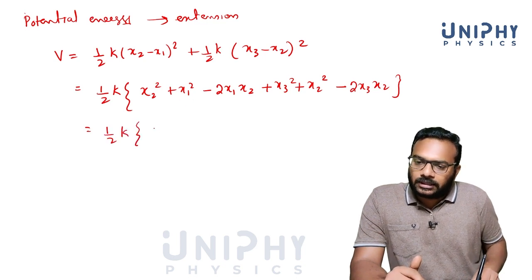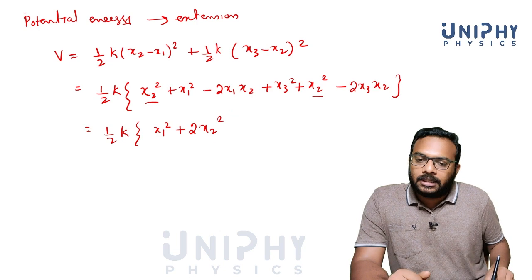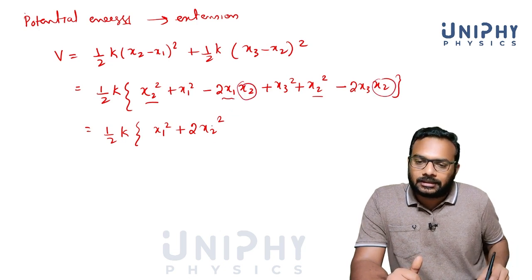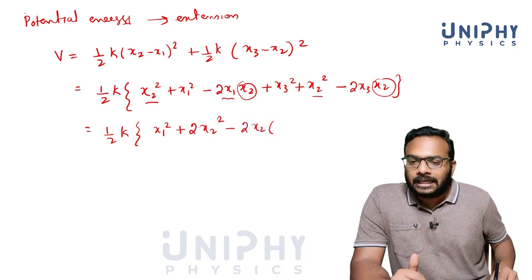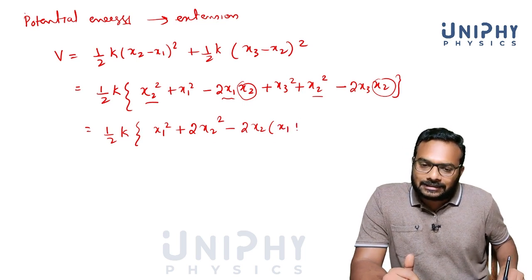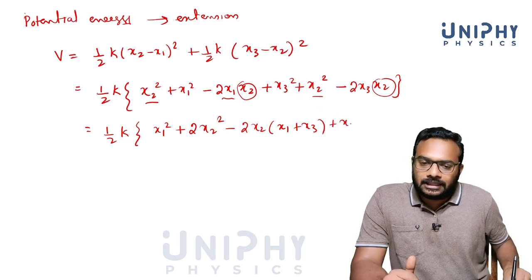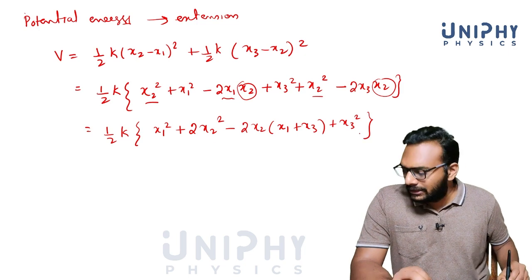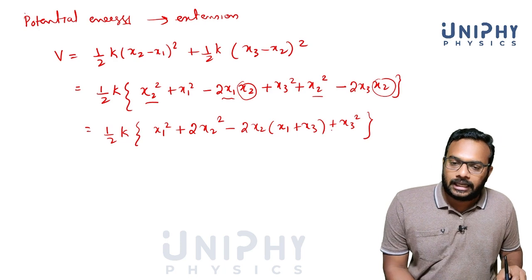Now, we can also simplify it further. x1 square appears only once, so we write it there. x2 square appears twice, so it's 2 x2 square. And from here you can pull out this 2 x2 because x2 is there. So, let's pull out minus 2 x2 to match it with one of the options, and you get a plus x1 there and a plus x3 over there. And we also have x3 square. So, x1 square plus 2 x2 square plus x3 square minus 2 x2 (x1 plus x3).